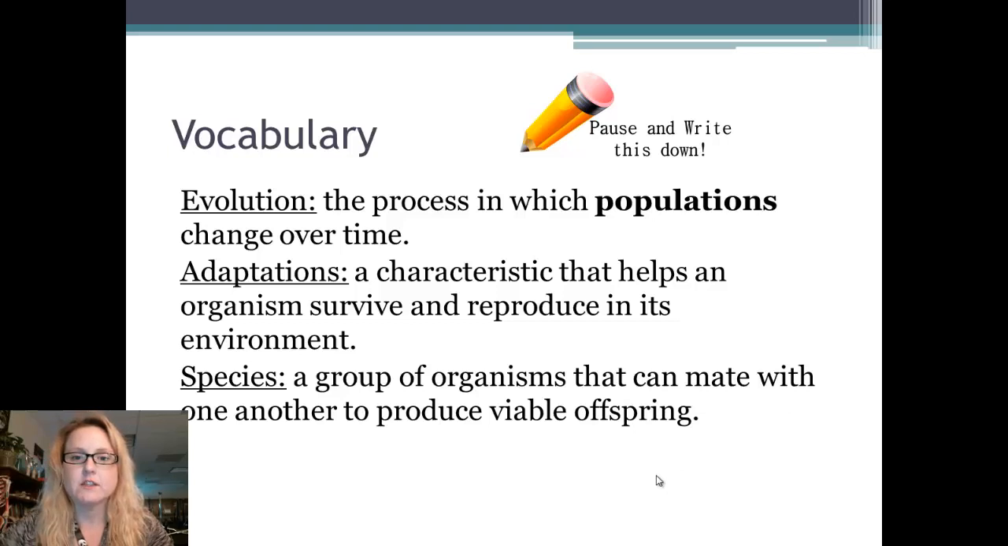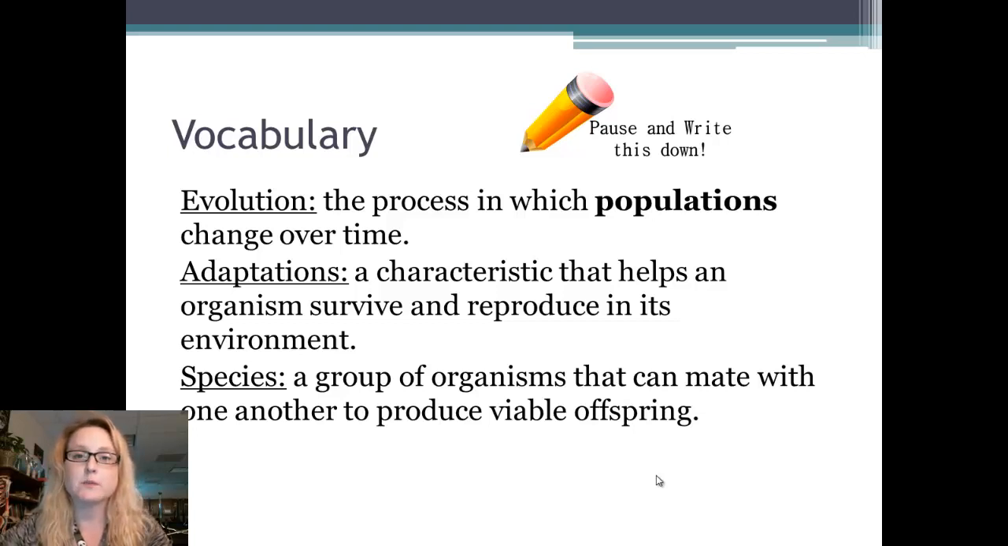Adaptations. What are adaptations? They're a characteristic that helps an organism survive and reproduce in the environment. We've talked about several of these, such as giraffes having a longer neck to reach more food, animals that live in cold environments having thicker fur, large paws on, for instance, the desert elephant or the polar bear that help them walk in the snow or the sand. All of these are adaptations that help those animals survive in their environment and reproduce more, therefore passing along more of their genes to the next generation.